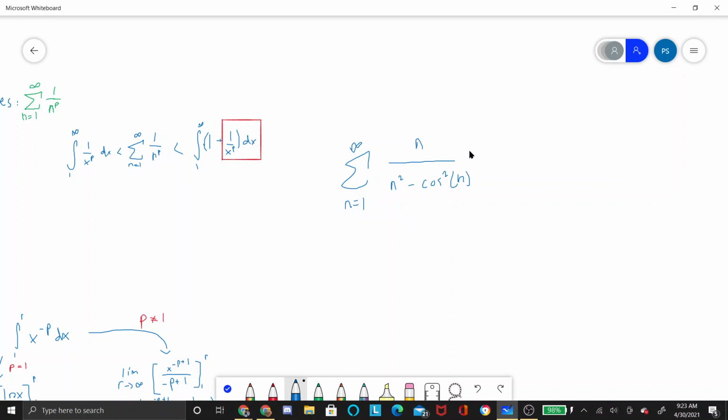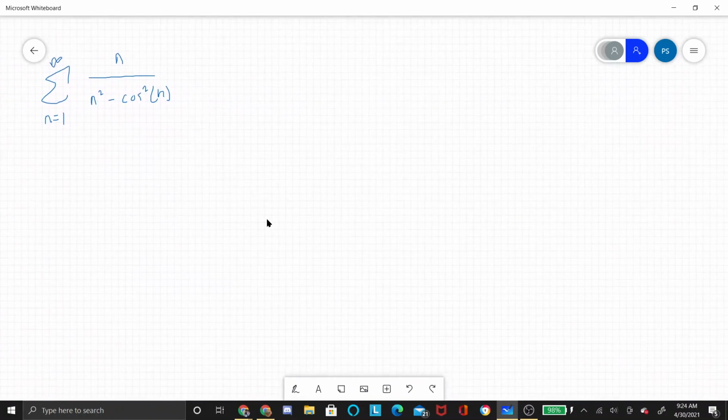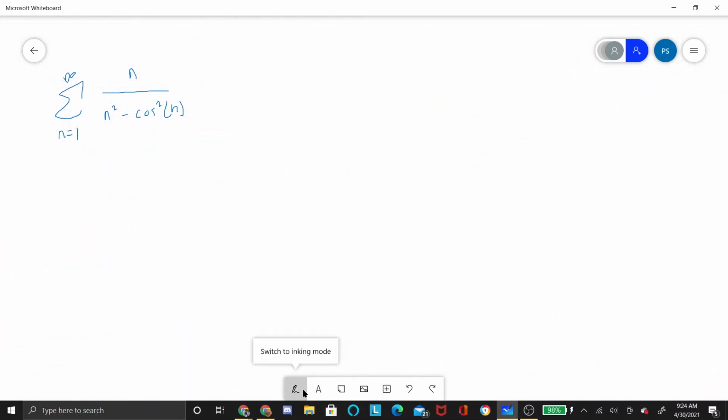So if we find that there's a power series that is greater than this and that converges, well, if something greater than you converges, you will converge. If we find a power series that is less than this and diverges, well, if something's less than you and diverges, you also diverge. So that's basically our direct comparison. So in this example, let's take all the clutter away.